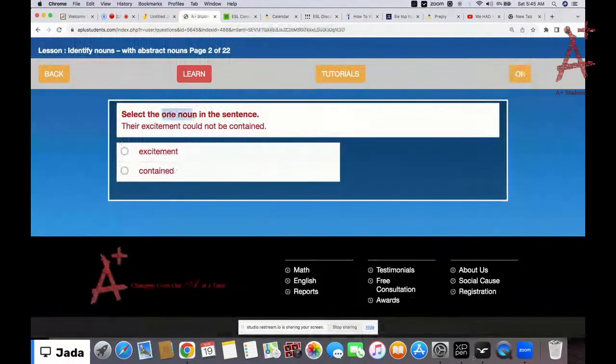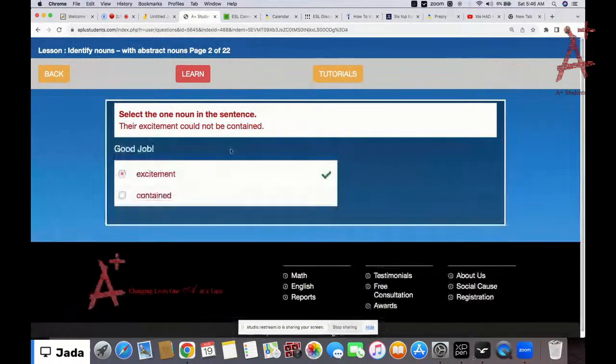Now check this one. One noun in the sentence. Now one noun, either concrete or abstract. So which of these is abstract or concrete? Which of this one? Is it excitement or contained? You guys focus, focus, focus and send your answer. Focus now. And let's see. Choose one. One. Excitement. Okay.